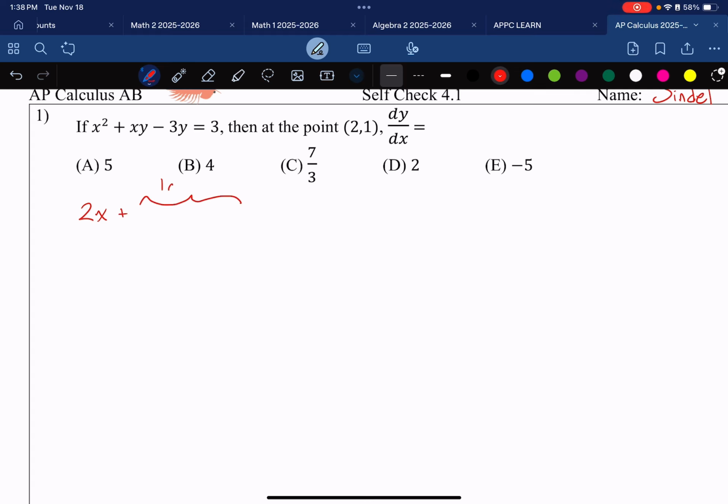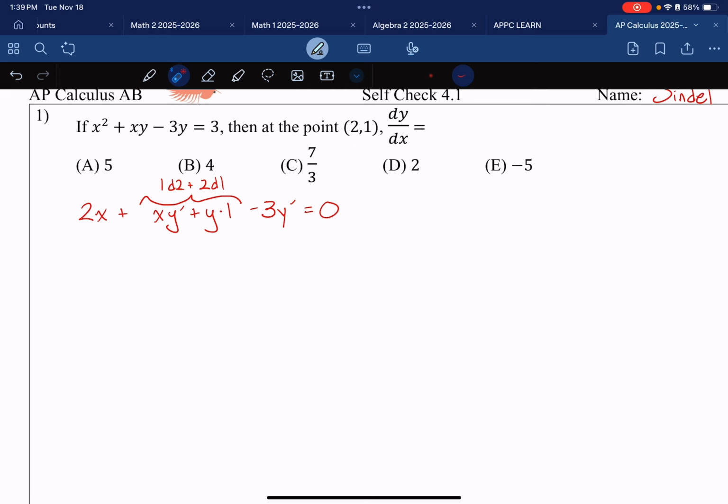Product rule is 1d2 plus 2d1. 1 is going to be the x, d2 is y prime, plus 2 is going to be y, d1 is the derivative of x, which is just 1. Then I'm going to take the derivative of negative 3y, which is negative 3y prime. And then from there, I'm going to rewrite the equal to, and the derivative of 3 is just 0.